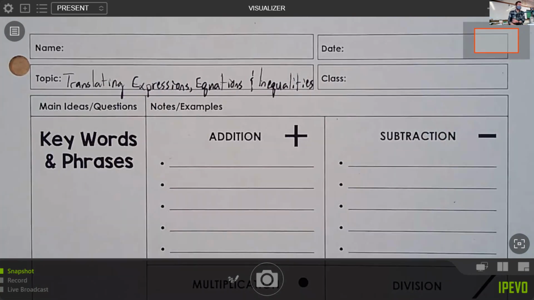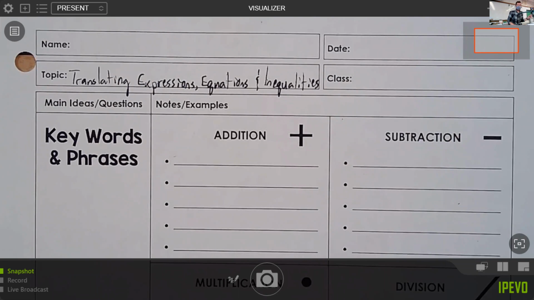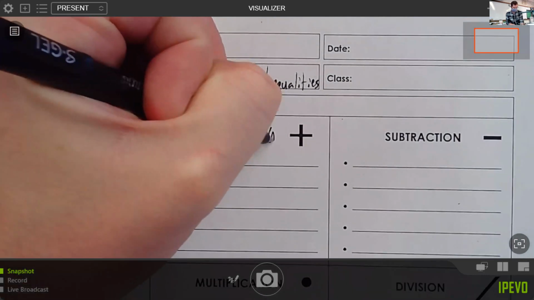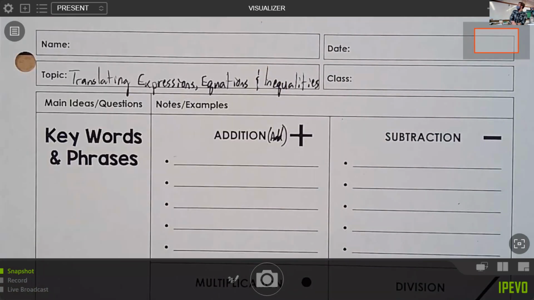Somebody tell me, what is a word that we use for addition? What's a word or a phrase that we use for addition? Add, yes. And I'm just going to put that right up here in parentheses and put add right up there. Okay, what else? What other words do we use for addition? Maybe read through some of the examples on the first and the second page and see if you can pick out anything that means add.